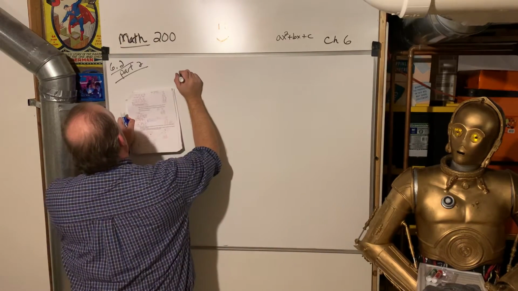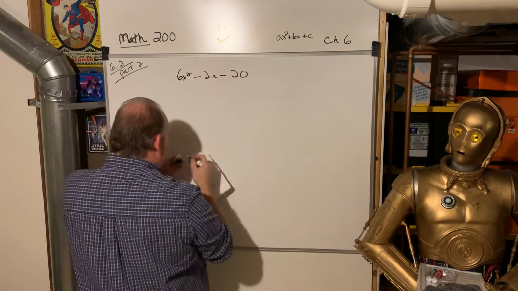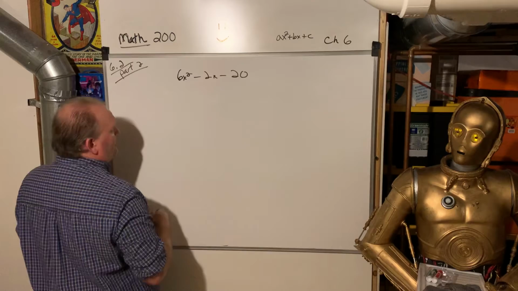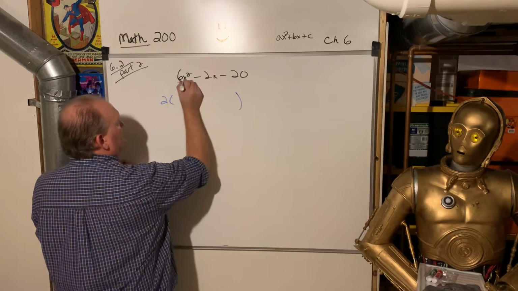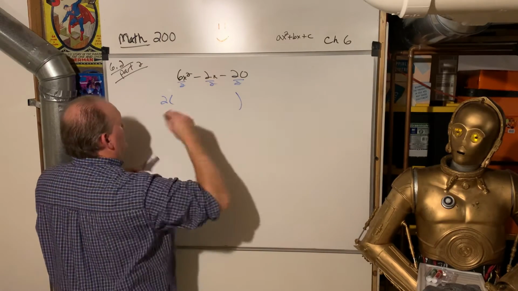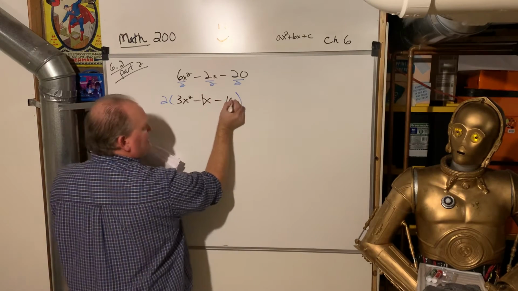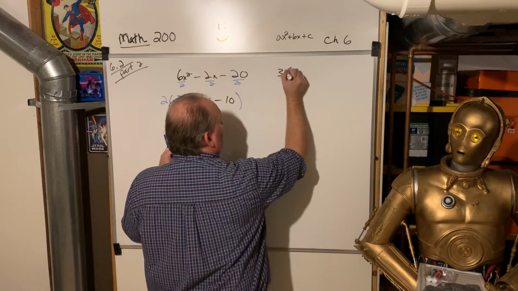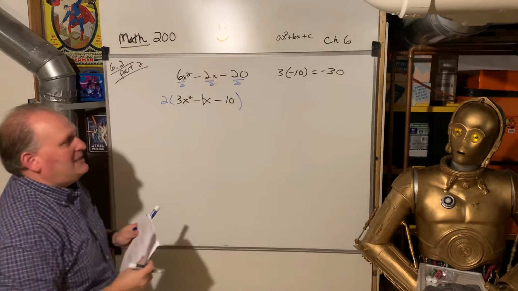We got 6x squared minus 2x minus 20. So we can factor out a 2 out of everything, but that doesn't alleviate all of our problems. It makes it a little bit of an easier factoring problem. So we got 3x squared minus 1x minus 10, but I'm still going to have to do the AC method. So negative 30 multiplies to be negative 30.